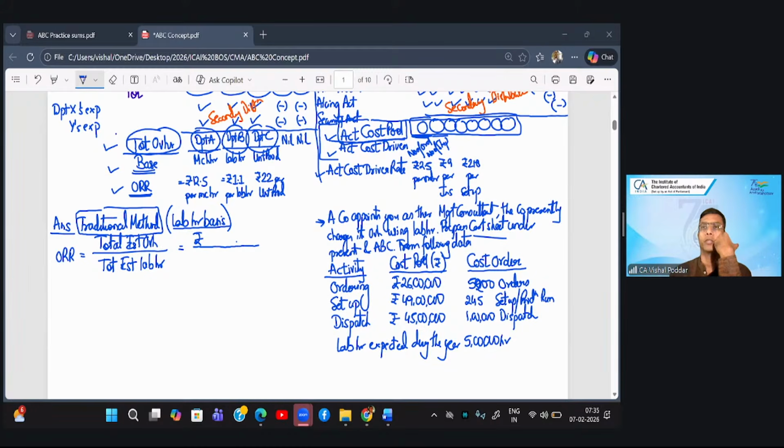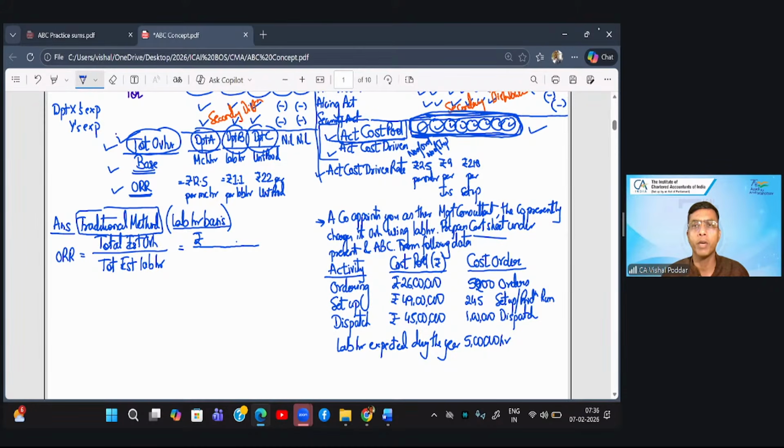Since this question has to be solved by both approaches, as I said, they will give you data like this. They have given you the overheads activity wise, because they don't want you to do the primary, secondary in ABC. So overheads is already divided activity wise. But before I go to ABC, I have to first do traditional. For traditional, I need total overheads. What is total overheads? It is this same amount.